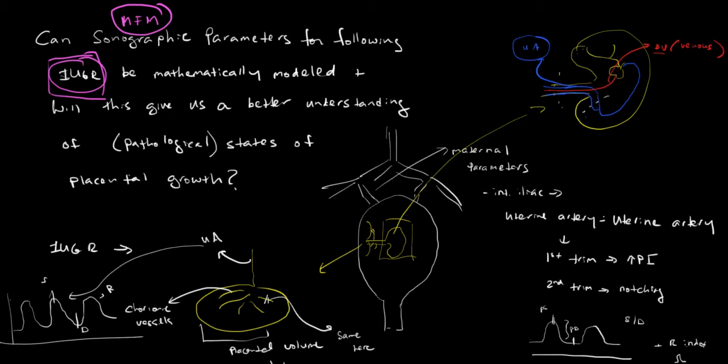IUGR could be divided in many ways. People have attempted to divide it symmetric versus asymmetric. And another way that clinicians divide IUGR is early onset, which is a rather severe form of IUGR, and late onset IUGR, which is a more mild form of IUGR.